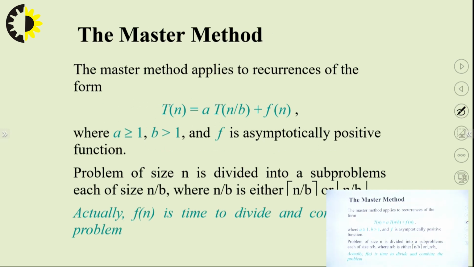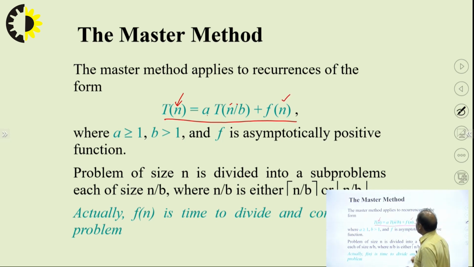The master method is used to solve only a specific recurrence which takes this form: Tn is a Tn by b plus fn. What is this recurrence? This is the divide and conquer approach, where a problem of size n is divided into a parts, each of size n by b, and fn is the time to divide and combine the problem.